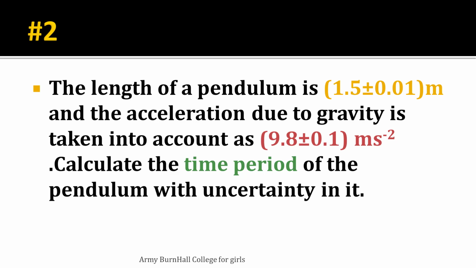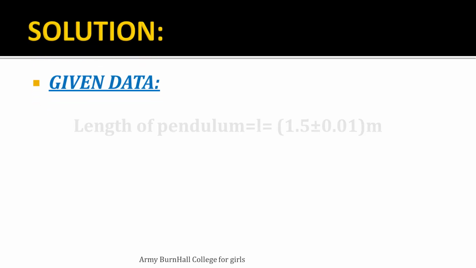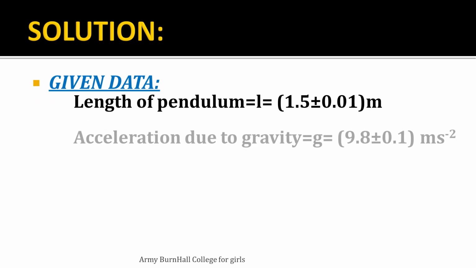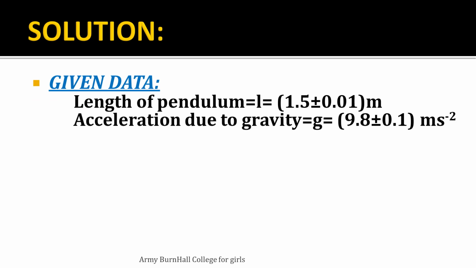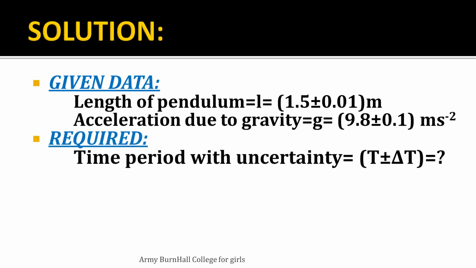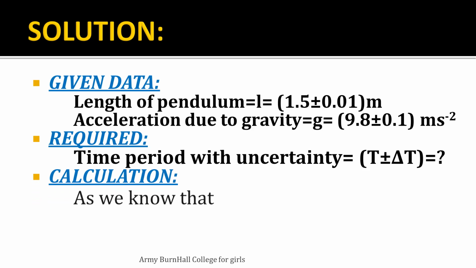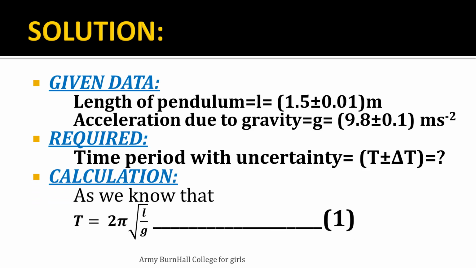Again the same format: we will first write down the given data, then the required, and then start our solution. In given data we have the length and the value of g. We write the length of the pendulum and the acceleration due to gravity, using the values provided. Then required is the time period with uncertainty, T plus or minus delta T, where T is the actual value and delta T is the uncertainty in it. Calculation: we know that the time period of a simple pendulum is 2 pi under root L divided by g.